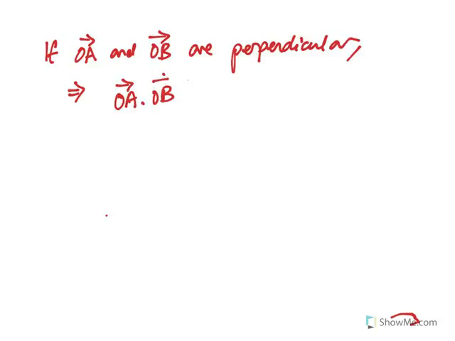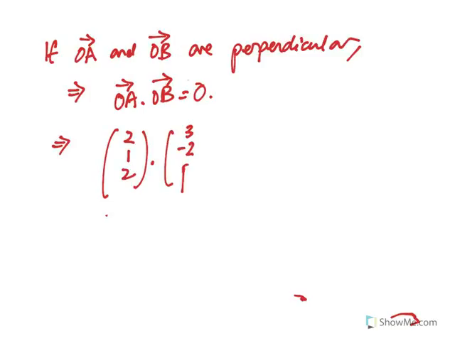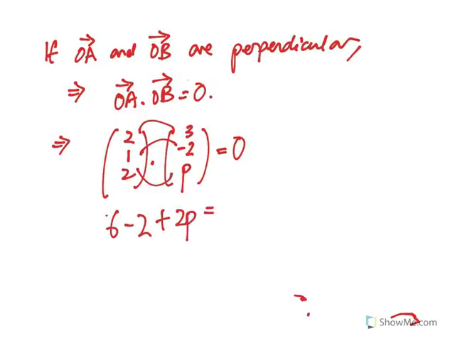to 0. This implies that OA, which is (2, 1, 2), and OB, which is (3, -2, p). So we do not assume that the value of p is negative 8 and negative 4 here, there's no other difference. So this would be 6, minus 2, plus 2p equals 0. So you have 4 plus 2p equals 0, and p will be equal to negative 2. This is the answer for part C.